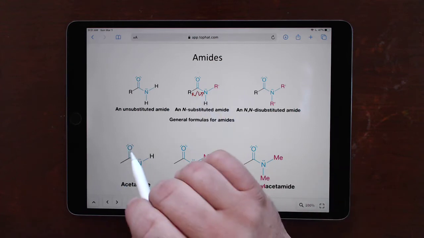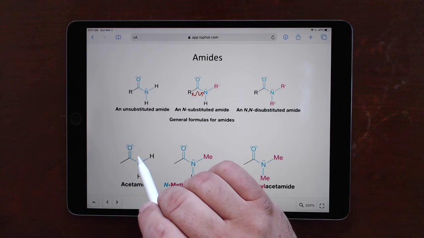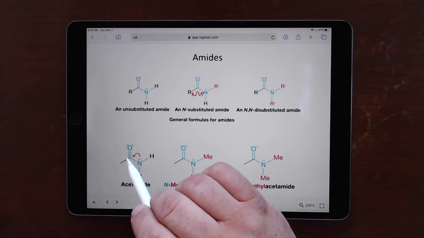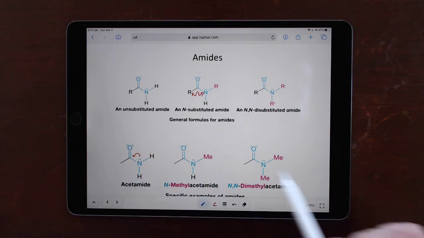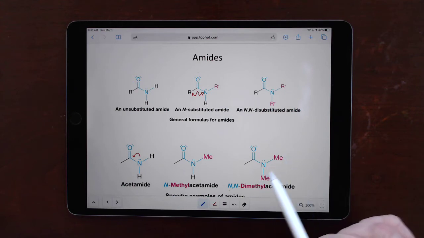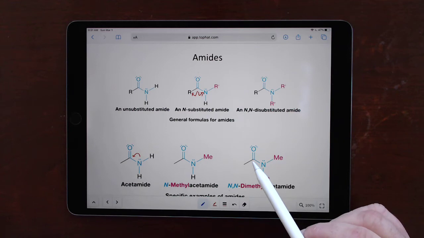So just like acetamide, right here. You've got a nitrogen with a C double bond O directly adjacent to it, so that makes it an amide. And again, it doesn't matter what the other groups hanging off of the nitrogen are. If there is a C double bond O directly adjacent to it, it's an amide.